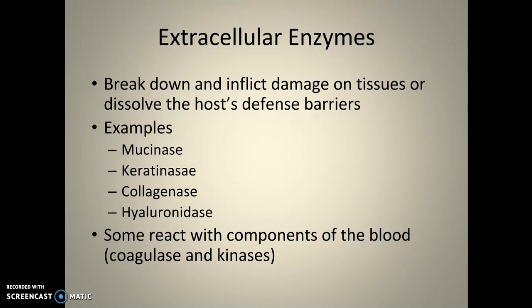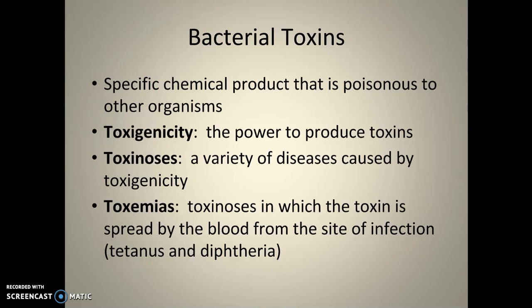But if the bacteria can produce enzymes that are pumped out of the cell, it can do damage to things like the mucous membranes. So mucinase, keratinase, collagenase, hyaluronidase, these are all enzymes produced by the bacteria that can then do damage. Some can also react with parts of the blood. They also can create chemicals that they pump out of the cell that are poisonous or do damage to other organisms or to the cells around them.